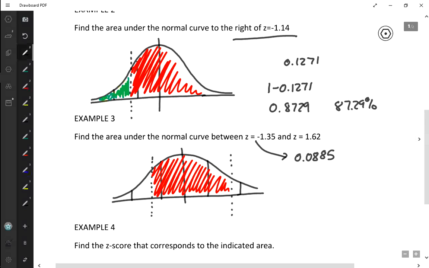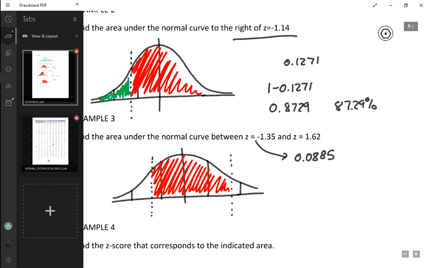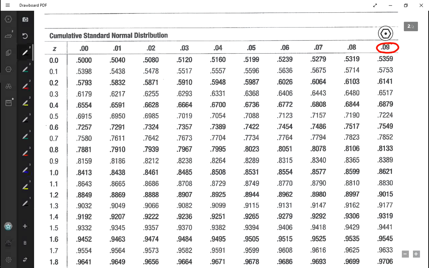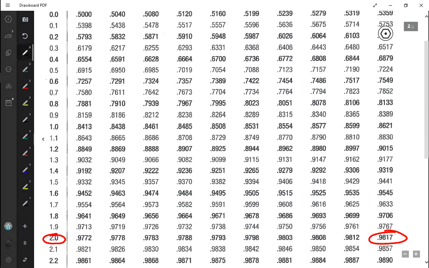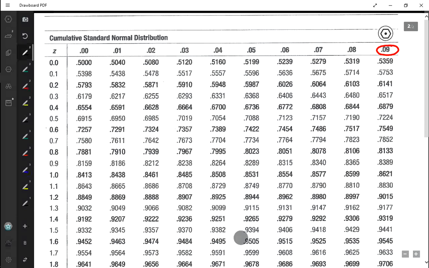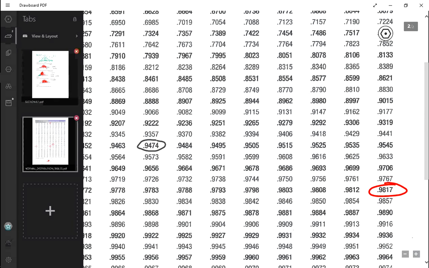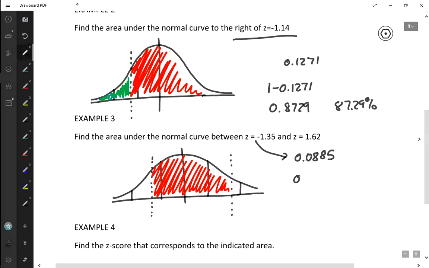Now I've got to go to z equals 1.62. So coming over here, 1.62 is the third column over. So 1.62 is 0.9474. So 0.9474, that's the area associated with that.